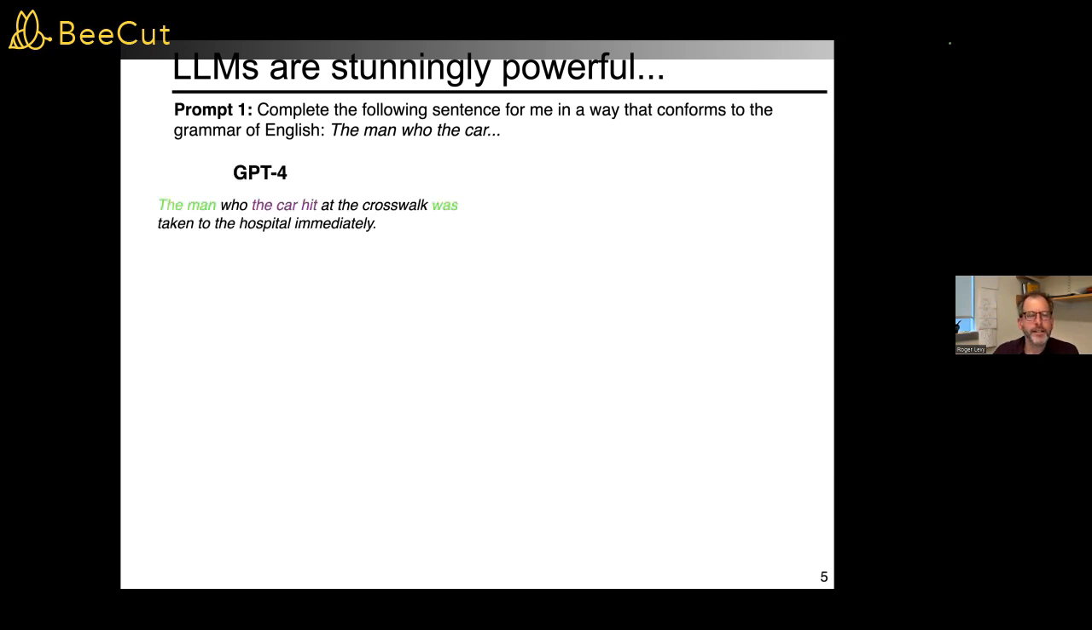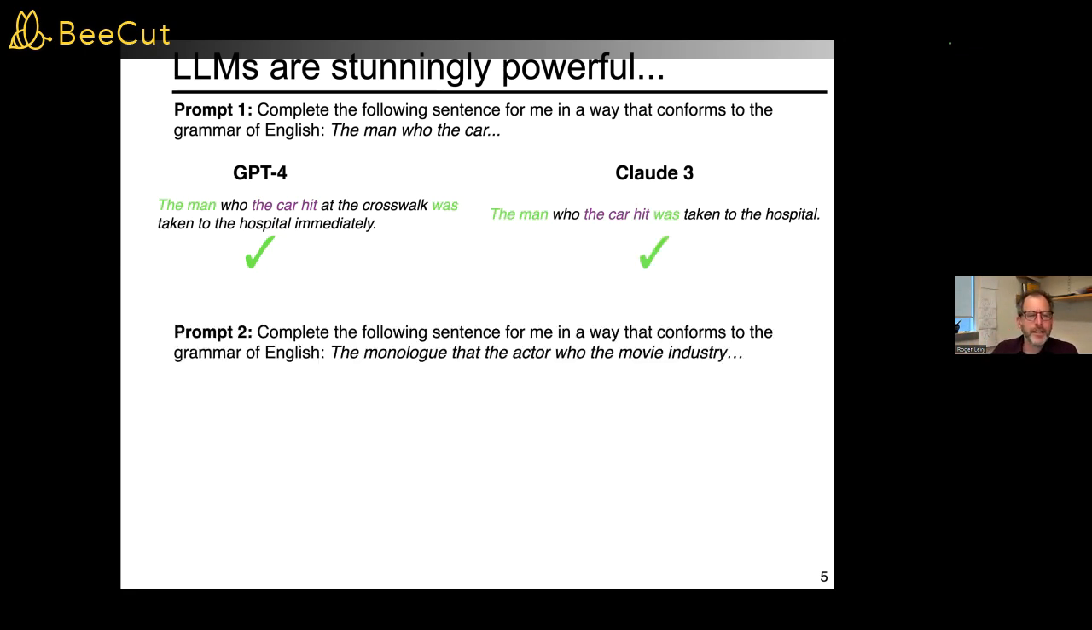GPT-4 completed this: The man who the car hit at the crosswalk was taken to the hospital immediately. That obviously is a grammatical continuation. Claude 3 is another large language model. Not only does it complete it grammatically, it completes it in a very similar way to GPT-4, which suggests that maybe the training data sets of these models are very similar. These are both successes. Here's a much harder prompt.